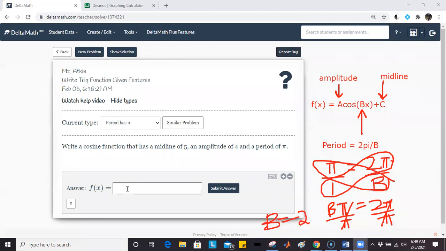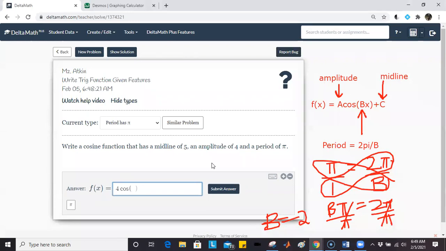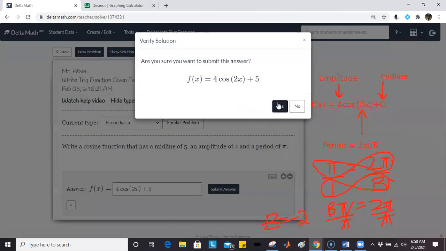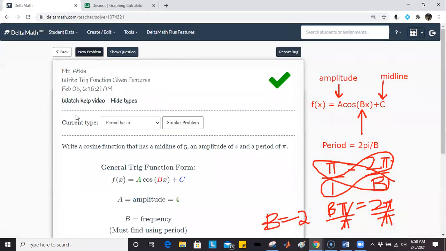Not too bad. What do we say? Amplitude of 4. This is a cosine. Our b is 2. Again, we still have our x, parentheses, plus midline of 5. Can-do'sville. You know what? I'm feeling saucy. Let's do one more.